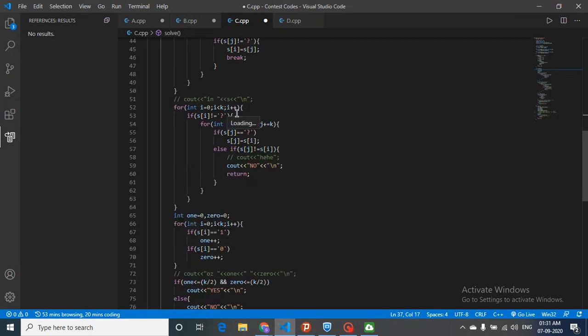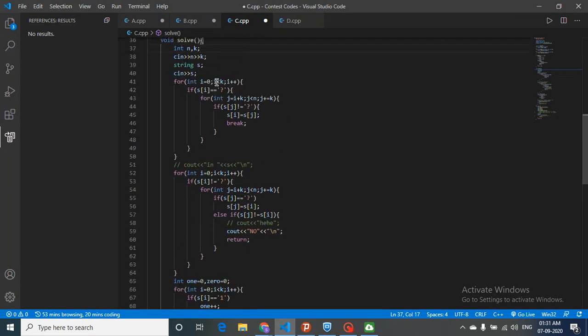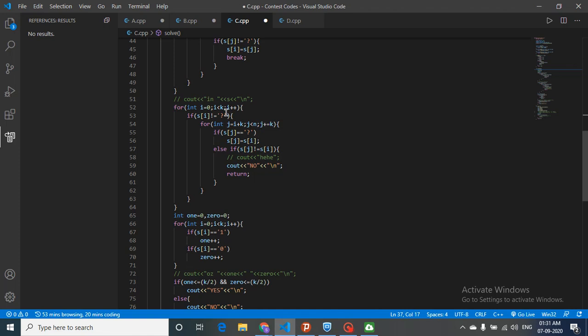Then what will I do? Because I have filled s of I in all the k positions using the other positions which are given to me, I will again iterate over the first k positions and check that whenever I find an s of I character which is not a question mark, if I jump by k positions from the starting ith position and they are question marks, then they should be equal to that s of I, because if they are question marks, I should fill them. If they are not a question mark, I will check that they should be equal. If all the jth positions are not equal to s of I, then this is not a valid string. I cannot form a string like this, so we just return no.